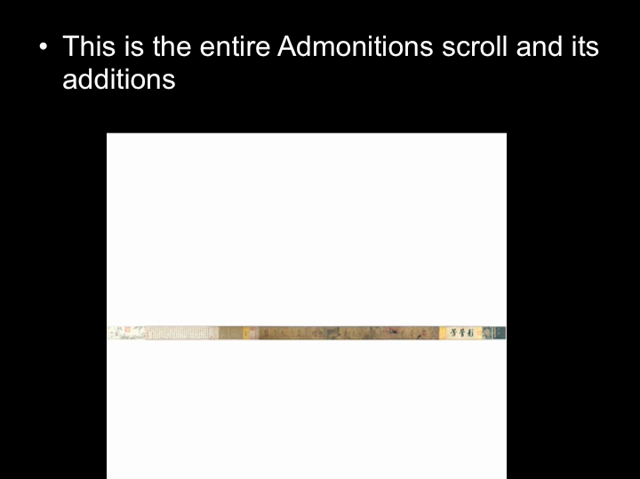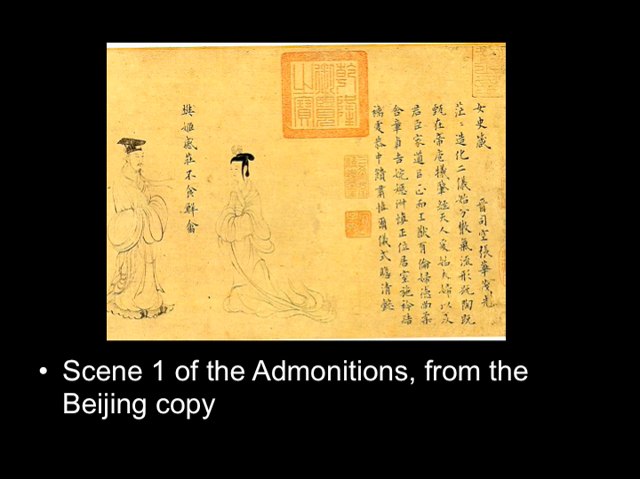Anyway, so this is the entire admonition scroll, and then I want to look at some of the scenes from the admonition scroll so we can get a sense of what it is that Gugajir is famous for. Well, this is a copy of the scroll that is housed now in Beijing. So it's a different copy of the same scene.